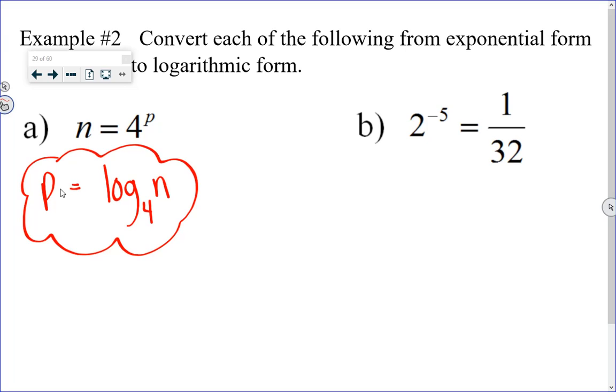But what I will say a lot of the time is P, and I'm looking here. I'm not looking at this. I look at that and say P is the exponent to which I raise 4 to get n. That's what P equals log base 4 of n means. And that way when I get to B, I say negative 5 is the exponent to which I raise 2 to get 1 over 32.